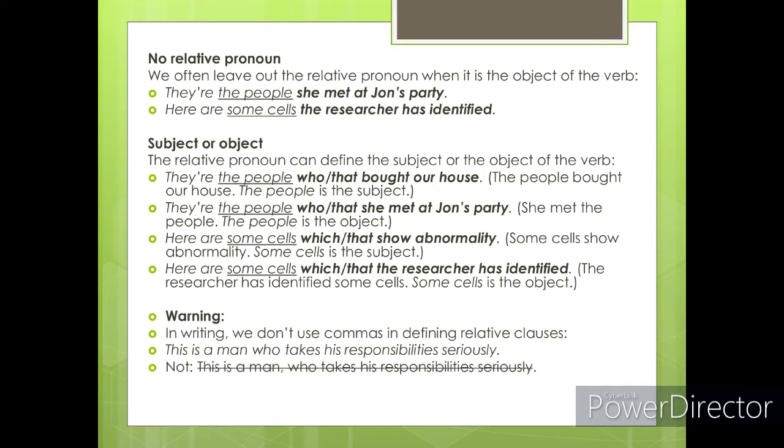Warning. In writing, we don't use commas in defining relative clauses. This is a man who takes his responsibility seriously. Don't put a comma in it, because it's bad grammar.